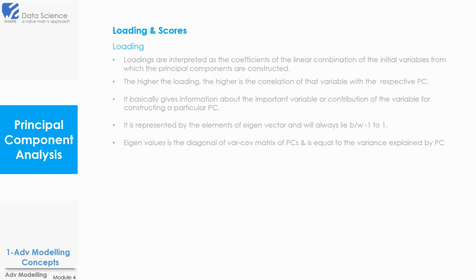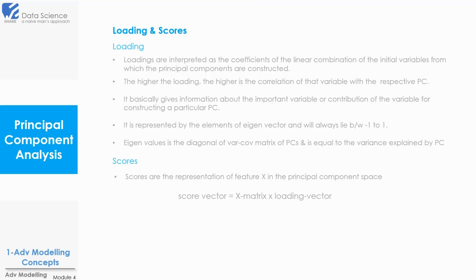Eigenvalues are the diagonal of the variance-covariance matrix of principal components, and each is equal to the variance explained by the PC. Then we have scores. Scores are the representation of feature x, that is the predictor, in the principal component space. So the scores vector is equal to x, the matrix of predictors, multiplied by the loading vector.